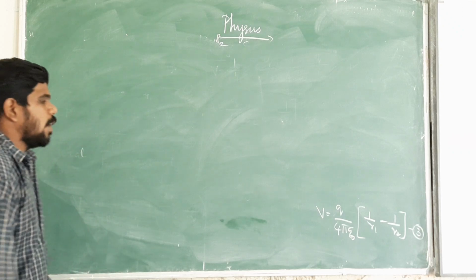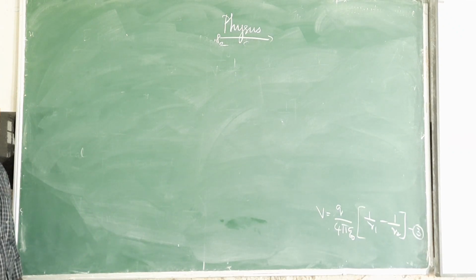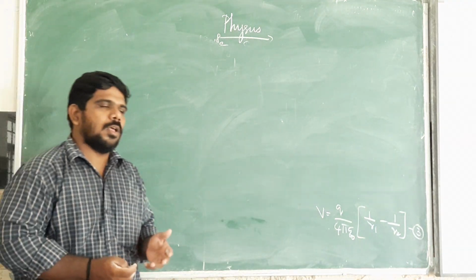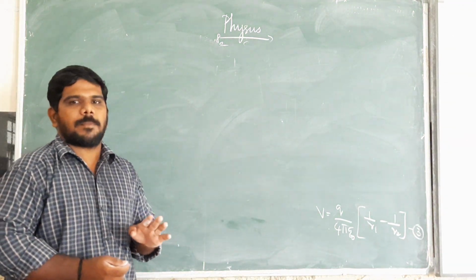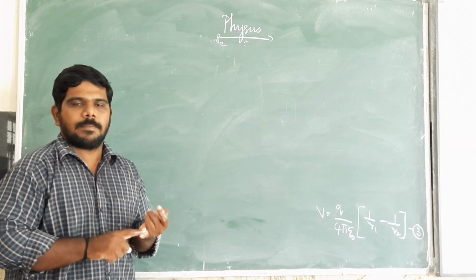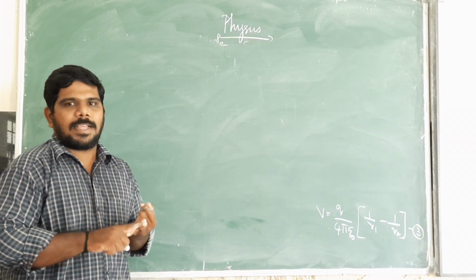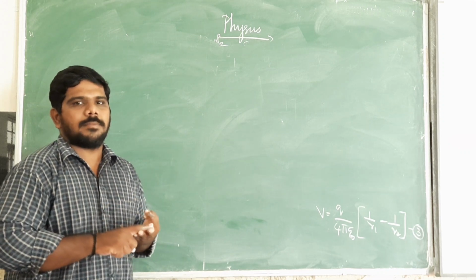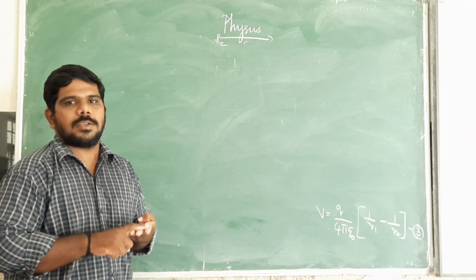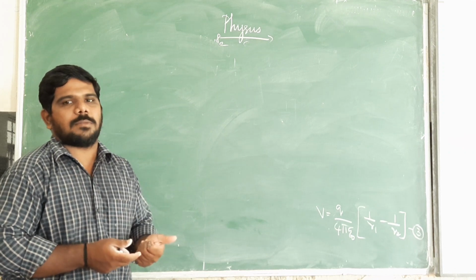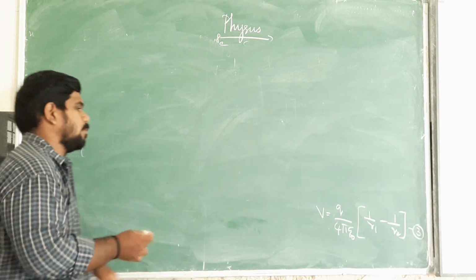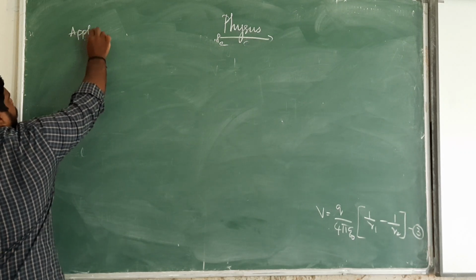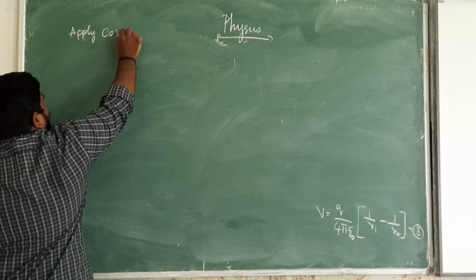Clear? Next, we are going to find the value of 1 by R1 and 1 by R2, isn't it? For finding them, you should remember the steps. First one is the cosine law. Second one is multiply and divide by R square. The third step is the reciprocal. Fourth step is the square root. Fifth step is the binomial theorem, okay? Clear? So first, applying the cosine law.